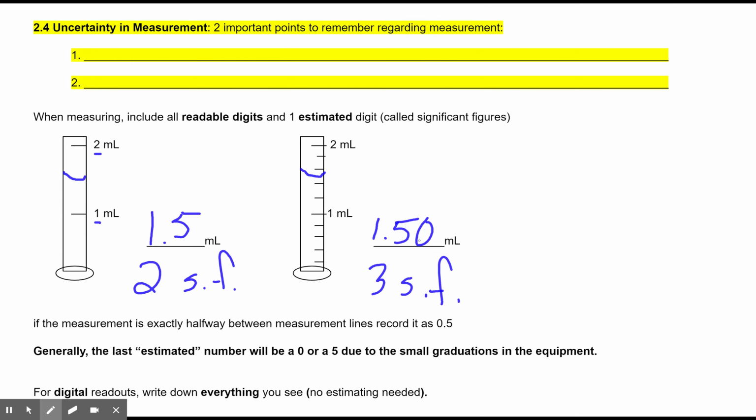If the measurement is exactly between the measurement lines, record it as 0.5. Generally, the last estimated number will be either a 0 or a 5 due to the small graduations, so we end with either a 0 or a 5 in all of our significant figures. If we have something that gives you a digital readout, like a thermometer or a scale, then you need to write down everything you see. I don't care if there's 1 number past the decimal or if there's 7 past the decimal. You write down every number that is given.